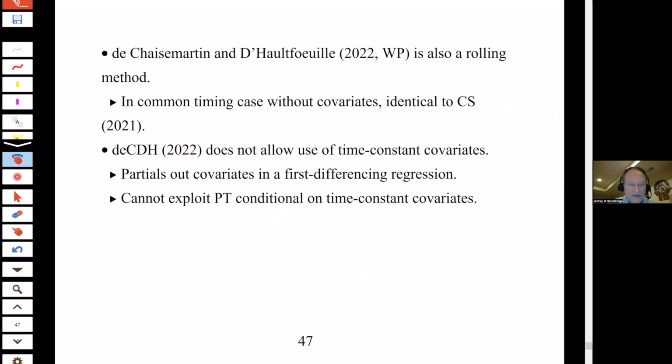Okay, so here is the last slide, I think. Well, maybe not quite. There are some other rolling methods. There's a recent working paper by Deschamps-Martin and de Hauteville, and there also is a rolling method, but their method doesn't actually accommodate time-varying covariates, so it removes time-varying covariates, whereas the rolling method, of course, clearly allows those because we're just doing treatment effect estimation.